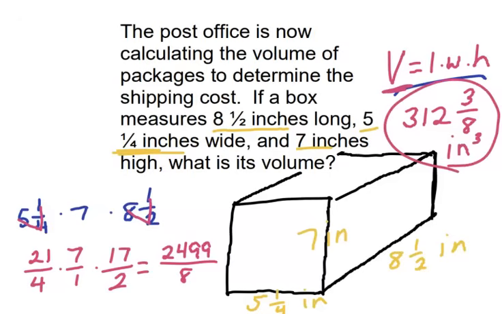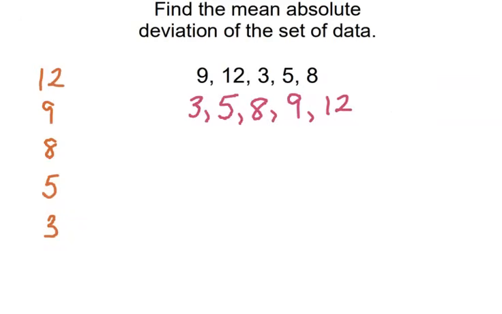Okay, so I didn't have room to write all that in there, but 312 and 3/8 inches cubed. Find the mean absolute deviation of the set of data. All right, here's our data: 9, 12, 3, 5, and 8. I like to put it in order from least to greatest at all times, so I rewrote it: 3, 5, 8, 9, 12. Same numbers, just in order from least to greatest.